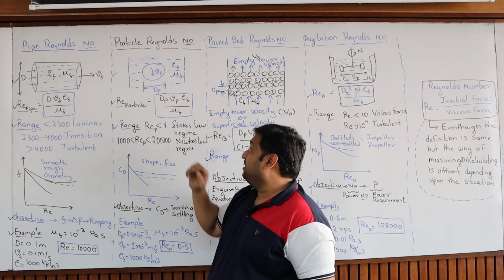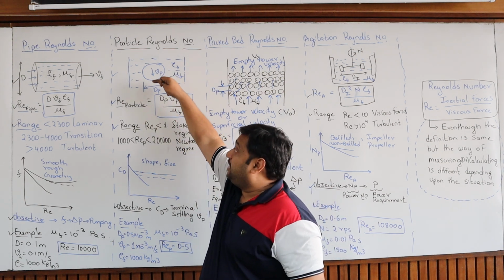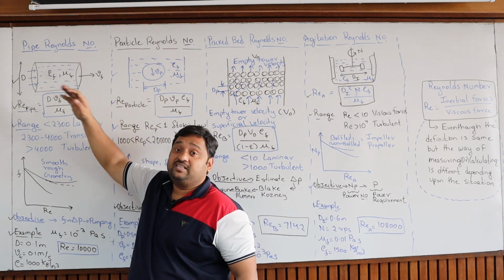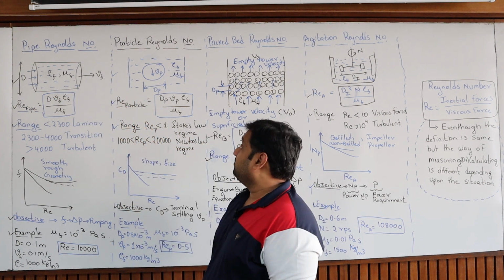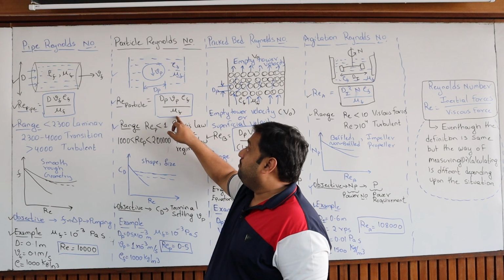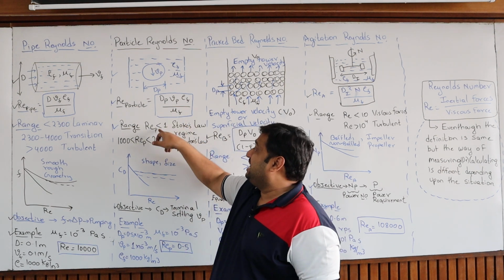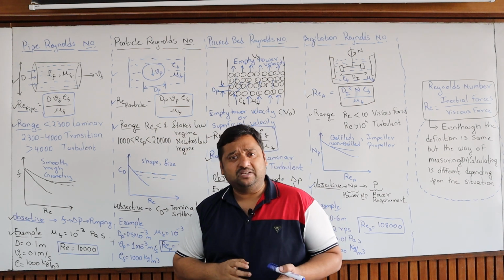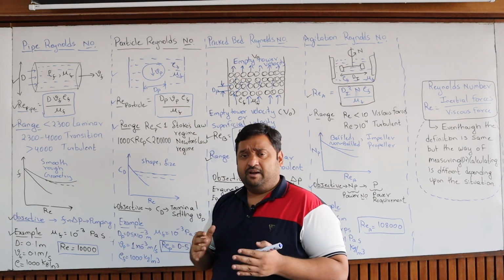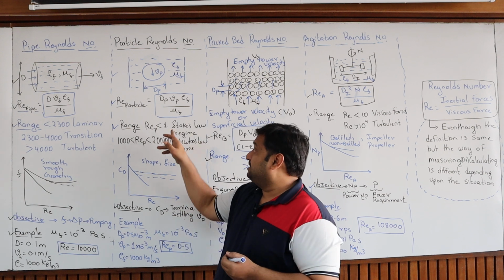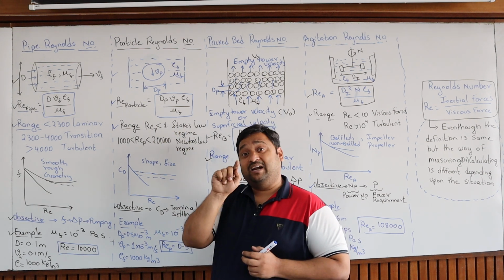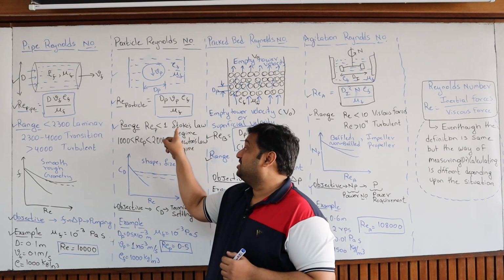So keep it in mind. Vp is the velocity of the particle here. Here the V is the velocity of the flow. So dp v rho f by mu is the particle Reynolds number. What is the range? When the particle Reynolds number is less than 1, instead of saying laminar flow, people say Stokes law regime. That means if the particle Reynolds number is less than 1, you are under Stokes law.